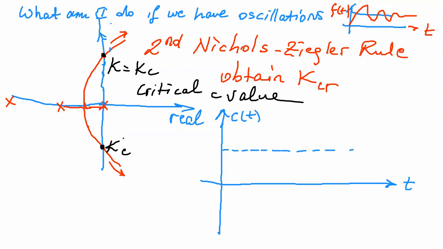What kind of response to this one? This is a critical K value. Why did the K come out like this? Anyway, let's make the color black. Critical K value, Kc. Okay, the solution is going to be something like this.